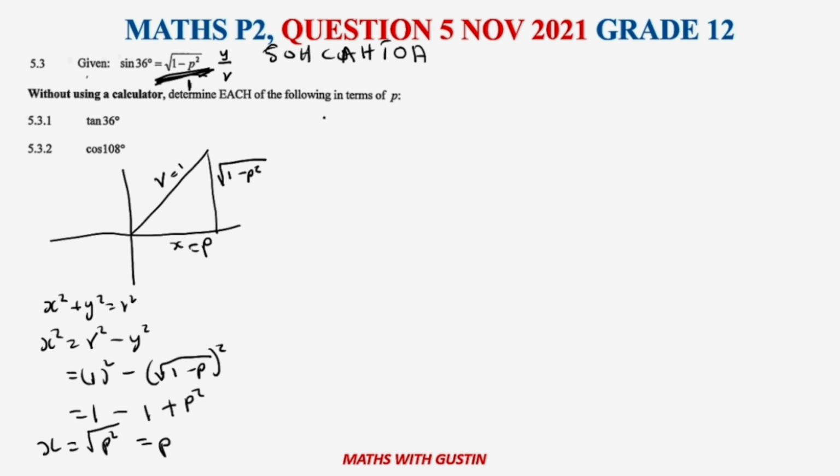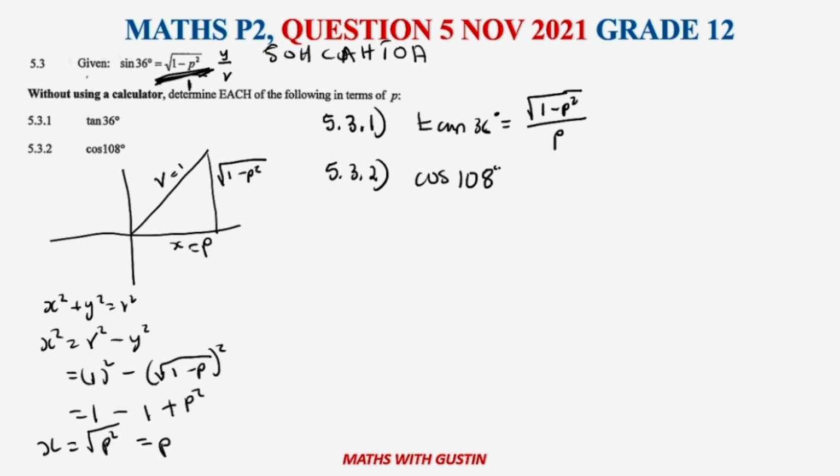Now let's solve 5.3.1. It is going to be given by tan 36, which is equal to opposite, the square root of 1 minus p squared, over adjacent, which is p. Which is great. And then we need to come to 5.3.2, which is given to us by cos 180.